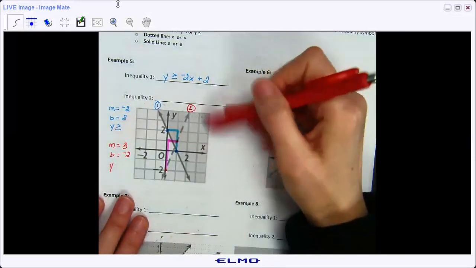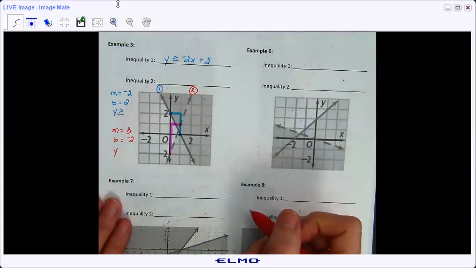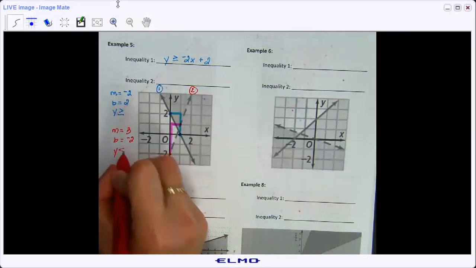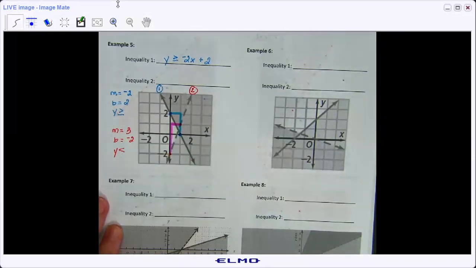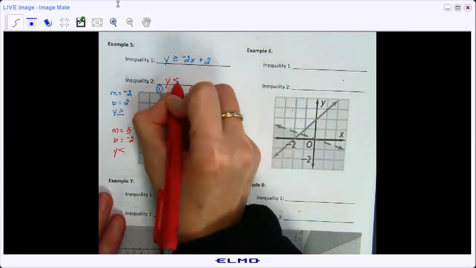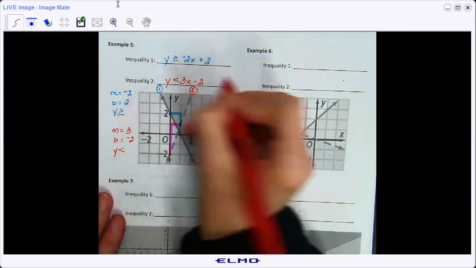So in this case, because it's below, Christian, what will our inequality be? Will it be less than or greater than? Below, the below you go low, so less than. And is it going to be equal to? No, it's not, because it's a dashed line. So let's put all of that together. There you go.